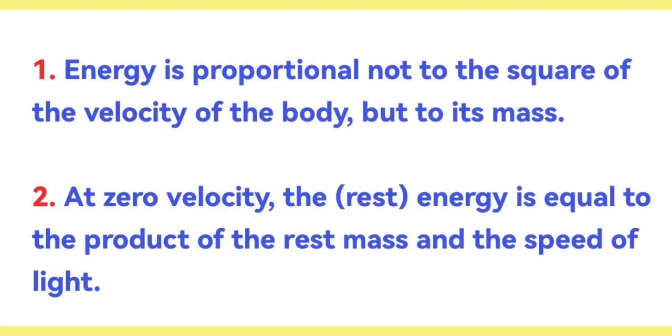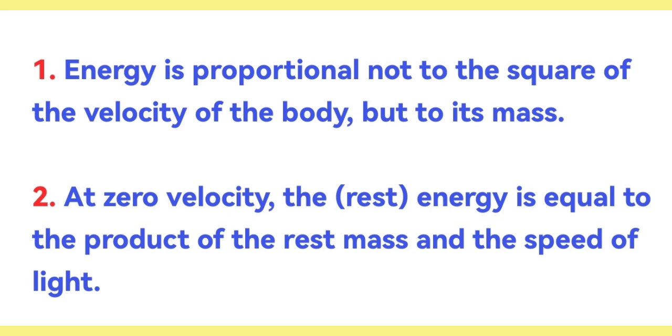First, energy is actually proportional not to the square of the velocity of the body, but to the mass of the body. The proportionality coefficient is the speed of light, or more precisely, its square. Consequently, the increase in energy with increasing velocity is explained not by the increase in velocity itself, but by the increase in mass with increasing velocity.